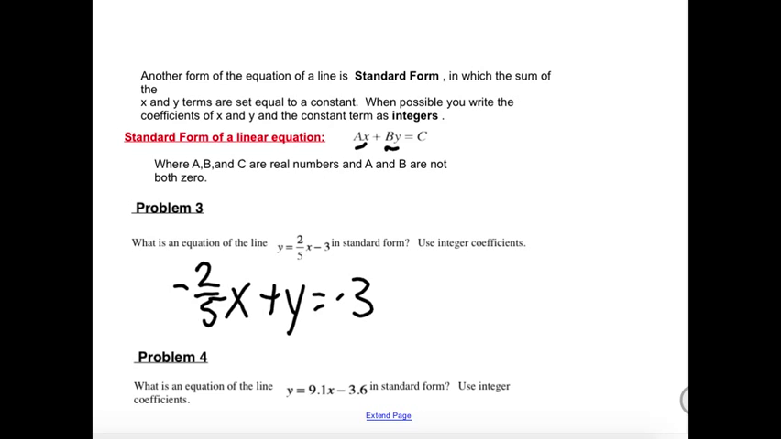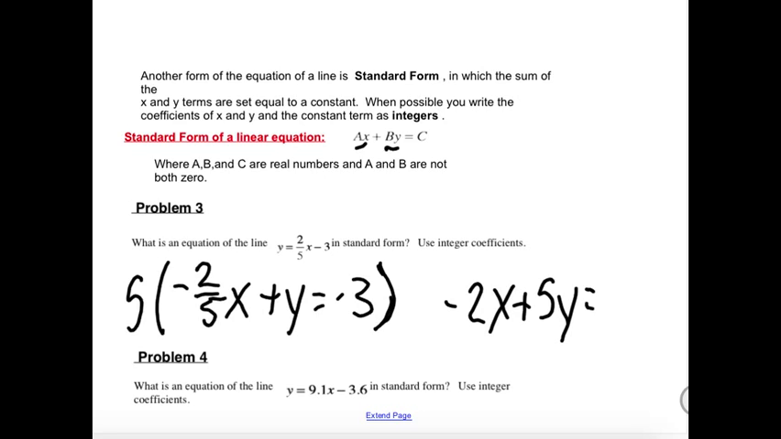And remember I said I didn't want any fractions. So I need to make this negative 2/5 a whole number. Well, easy thing to do. Multiply by a number. That number would be 5. So that becomes negative 2x plus 5y equals negative 15. And that is in our standard form. We have our integer coefficients. We are good to go.